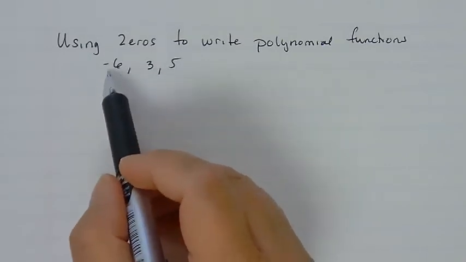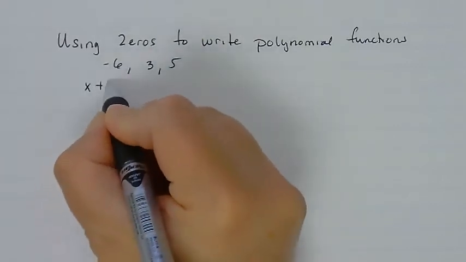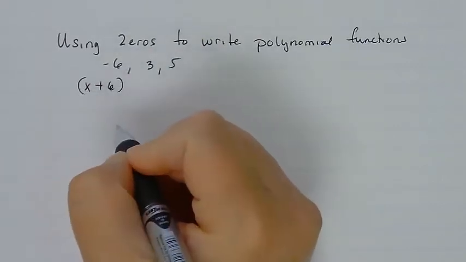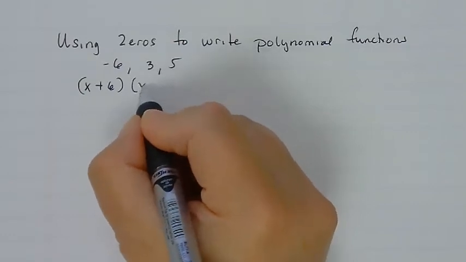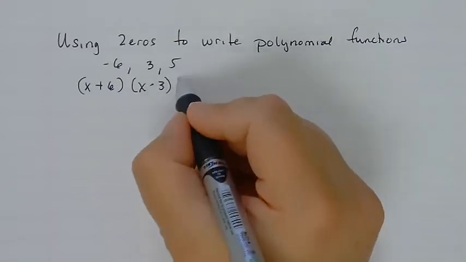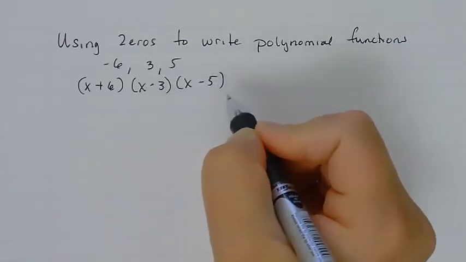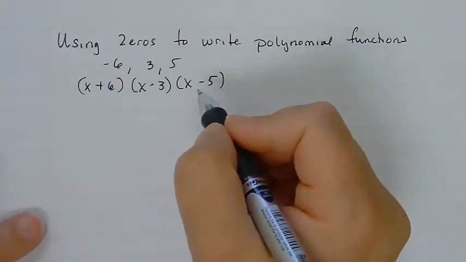So if negative 6 is a 0, that means that x plus 6 is a factor. And if 3 is a 0, x minus 3 is a factor. And if 5 is a 0, x minus 5 is a factor. So we can write the polynomial that goes with this.